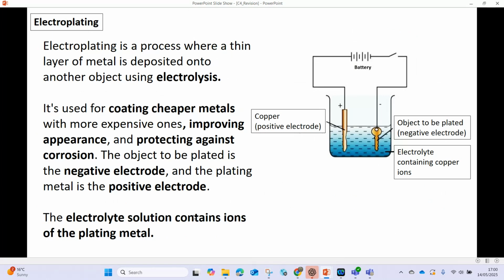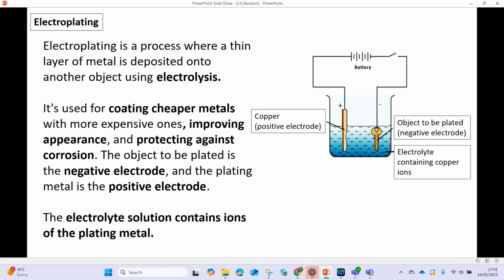Electrolysis doesn't need to just be used for extracting metals, it can also be used in electroplating. Electroplating is a process where you get a thin layer of metal deposited onto another object, and it uses electrolysis. The main reason you'd use this is for coating cheaper metals with more expensive ones, and that improves their appearance and protects against corrosion.